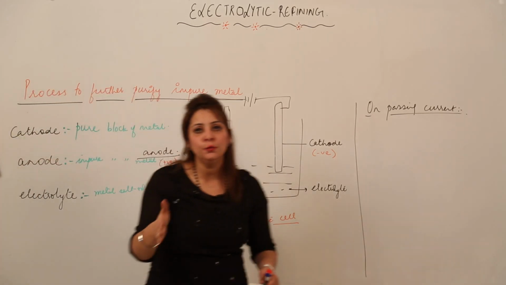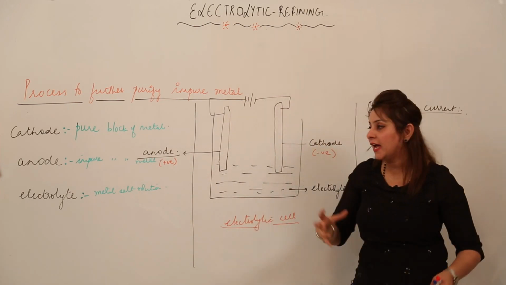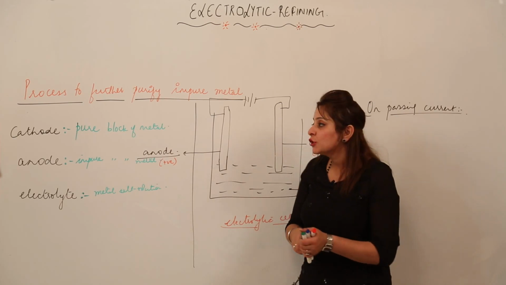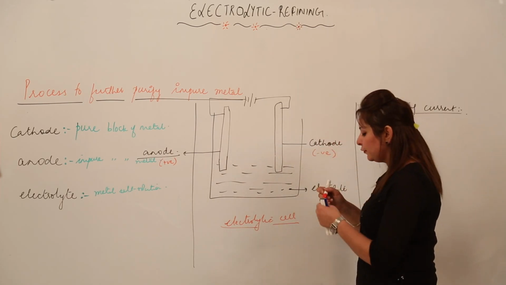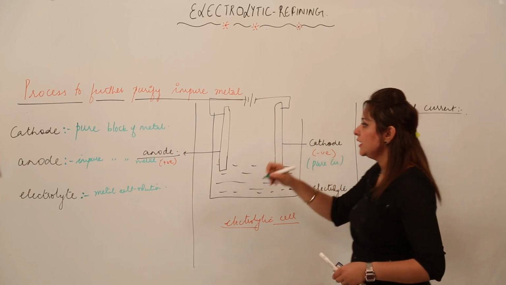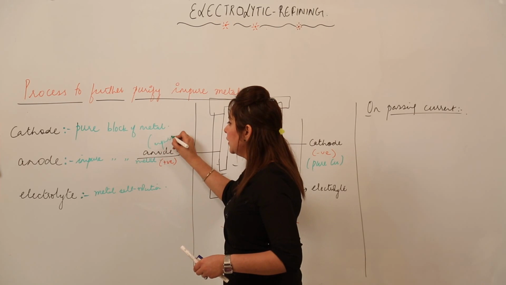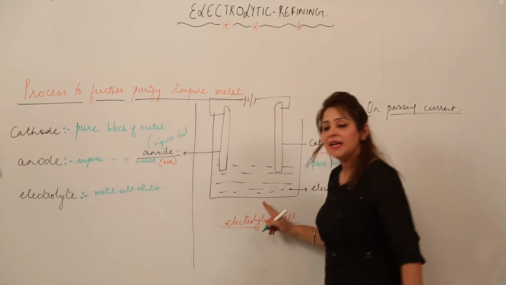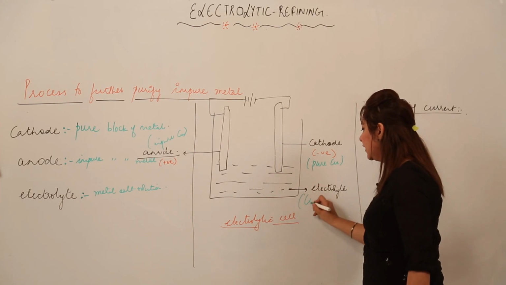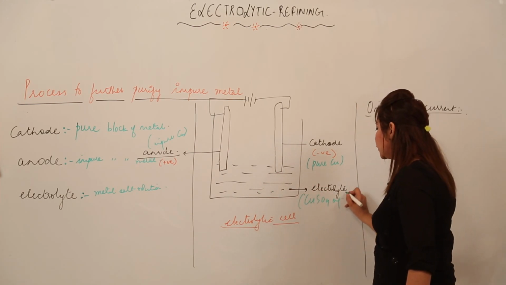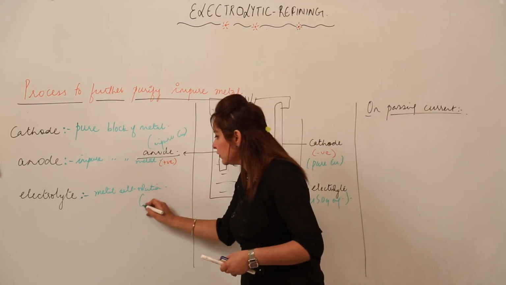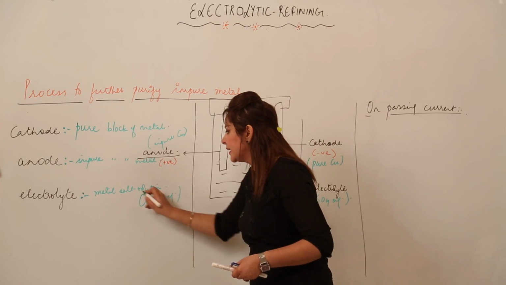So to just make you understand this concept more, I am taking an example of electrorefining of copper, right. So that means the cathode is made up of pure copper, the anode is made up of impure copper, and this is a metal salt solution. So the example which I am taking is aqueous CuSO4, right. So I will write here also CuSO4 aqueous solution as an electrolyte.